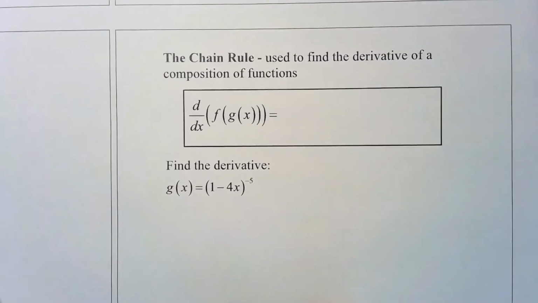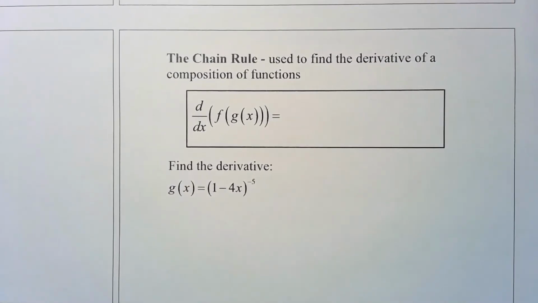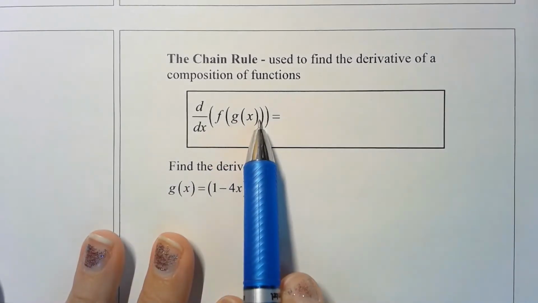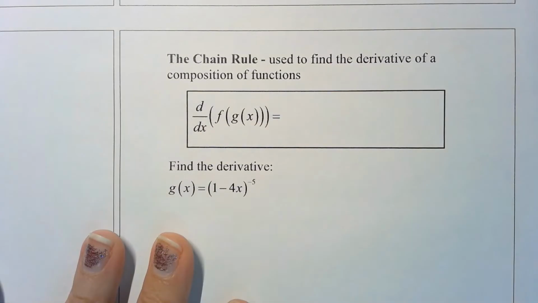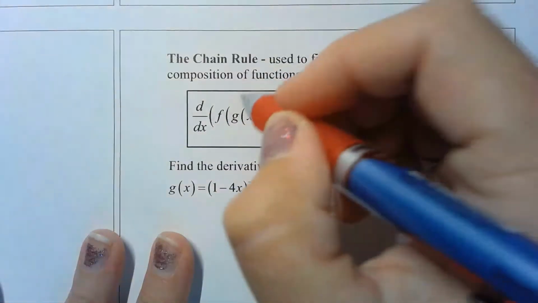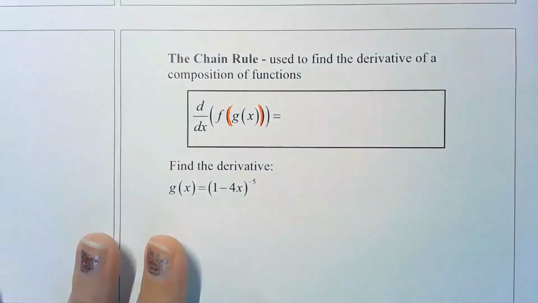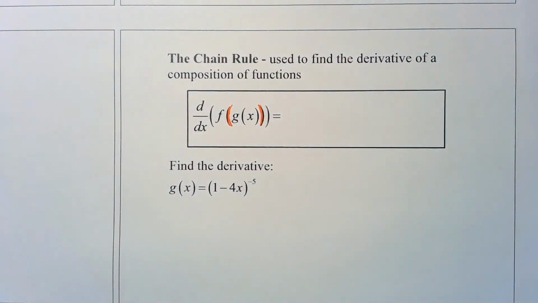The chain rule tells us how to take the derivative of a composition of functions when we have one function inside another function. So this does not say f of x times g of x. It says f of g of x. I'm going to go ahead and use my red pen to kind of exaggerate that set of parentheses.